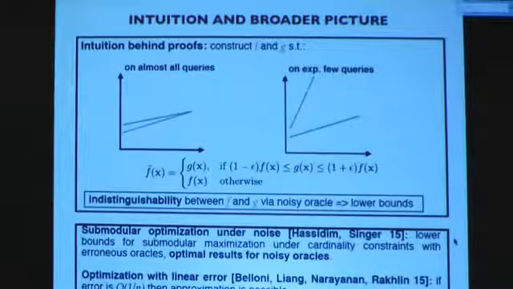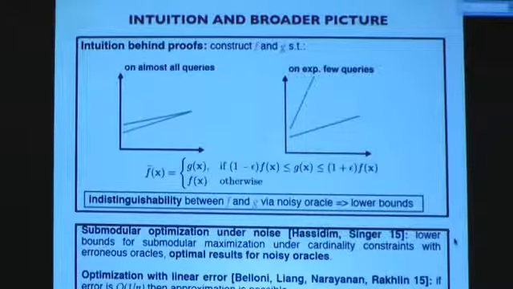I can't go into the details of the proof, but I'll just give you some intuition. For all these constructions, we construct two functions f and g so that on almost all the queries, these functions are very, very close, but on exponentially few queries, these functions are far. We then express the erroneous oracle through these functions and show that if we have access to this erroneous oracle, distinguishing between these two functions is hard. And this leads to the inapproximability results.